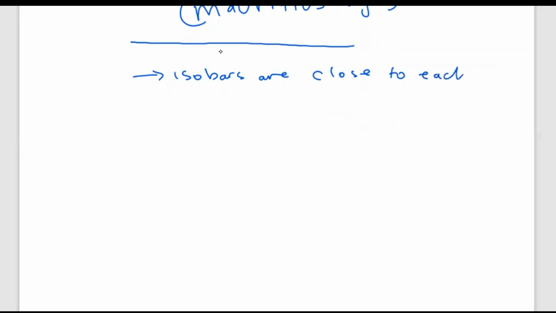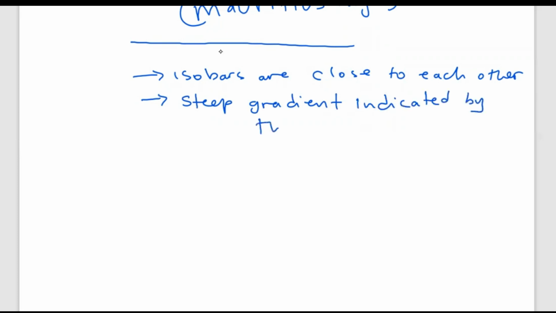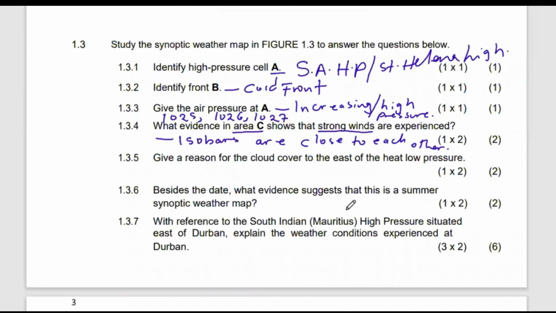And as well I can say, isobars are close to each other, and that's what we could as well say: steep gradient indicated by the isobars. So that shows that the winds are strong in that particular point.